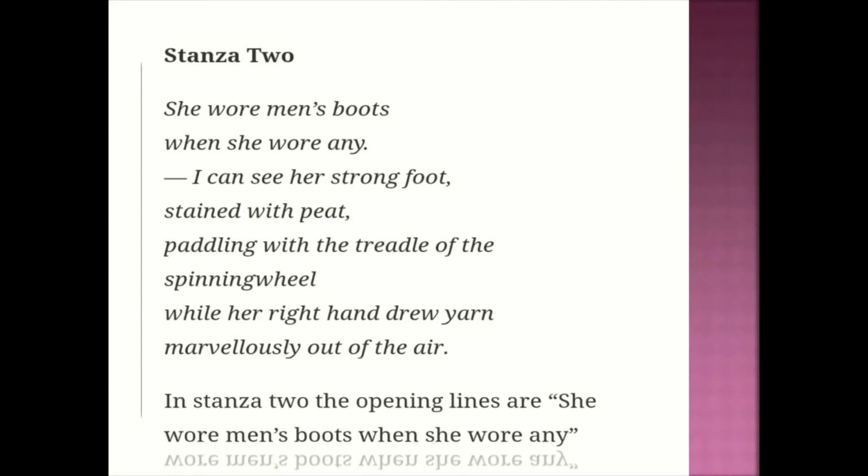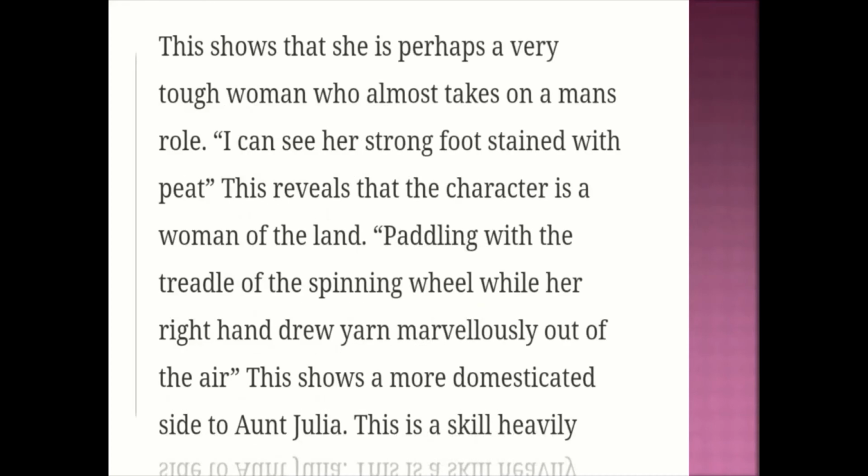Great. In the second stanza, I see his aunt, a strong woman, a very strong woman, because she's very hardworking. I think she's responsible for everything in her craft. So I see her a very responsible woman, and also a very strong woman. In stanza 2, the opening lines are: she wore men's boots when she wore any. It means that sometimes she wore men's boots, but most of her time she didn't wear anything. This shows that she is perhaps a very tough woman who almost takes on a man's role. It means that she is a very responsible woman, a very strong woman as a man.